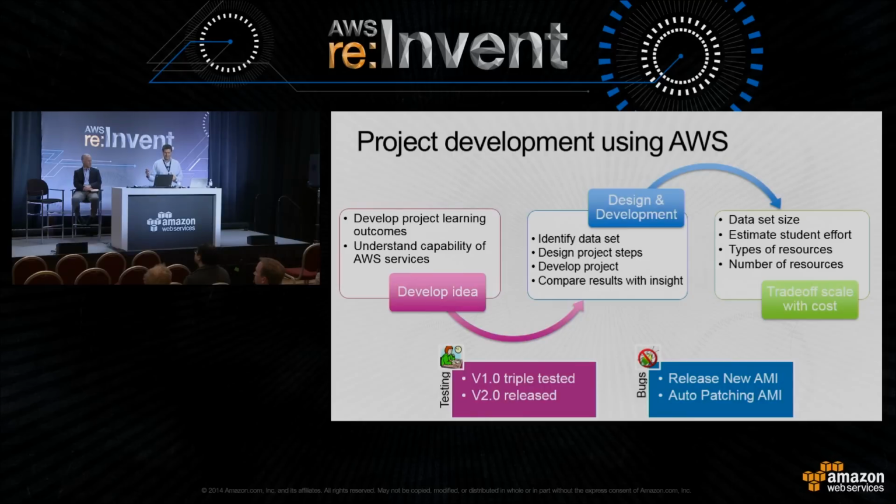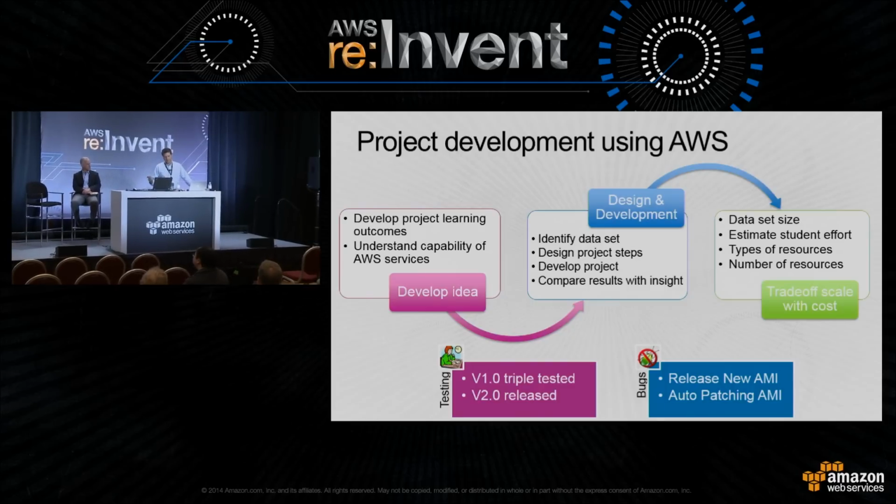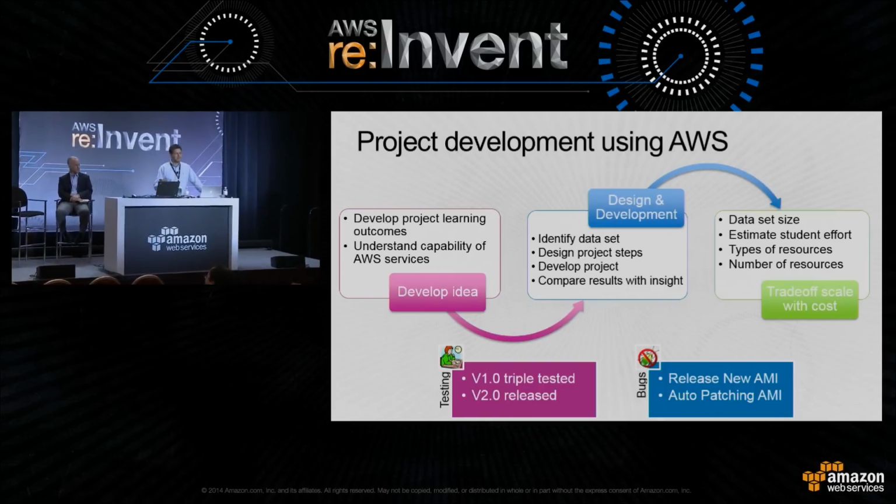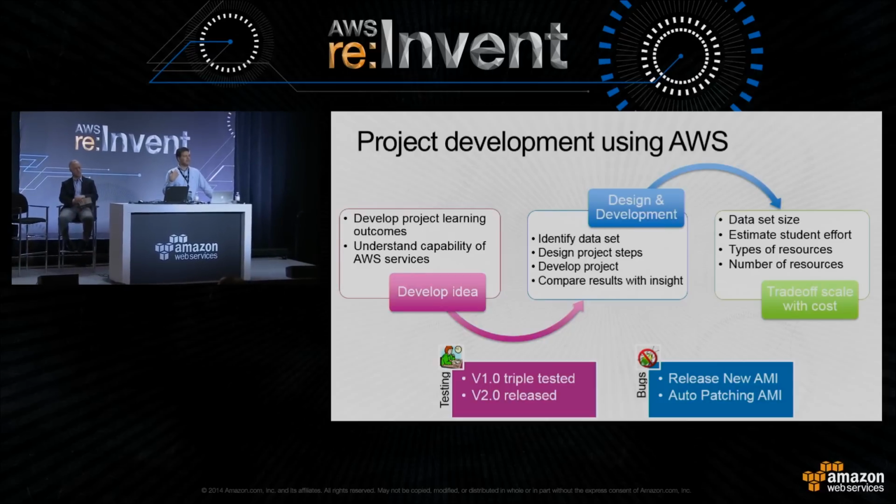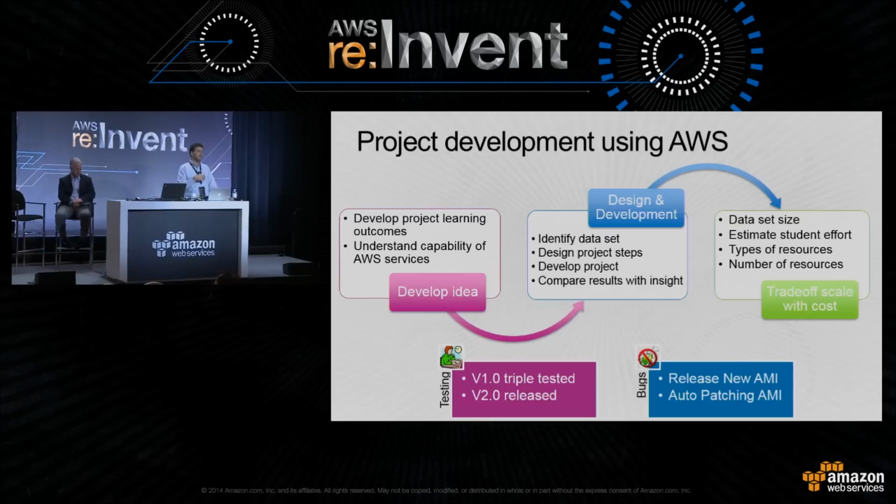We identify a data set that we're going to use, design the different project steps. We actually develop the project, and then we see what has to be done and whether the insight that we had set out to do is actually met. Do students really learn the things that we set out to do, or does it become a cookbook recipe? Enter here, get that, and we need to move away from that and make sure that there's exploration involved. Well, we're not done.